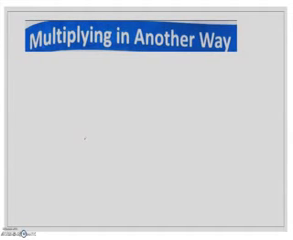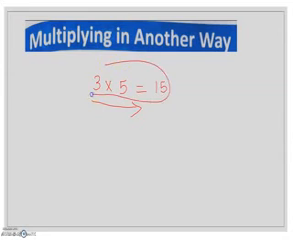Now we can see how to multiply in another way. Till now we have learned that we can write multiplication in the horizontal way, that is, sideways. 3 into 5 is equal to 15. The same multiplication fact can be written in a vertical way. This is the ones place. 3 into the second number 5 is equal to 15. So ones place 3, and in the tens place the answer is 15.